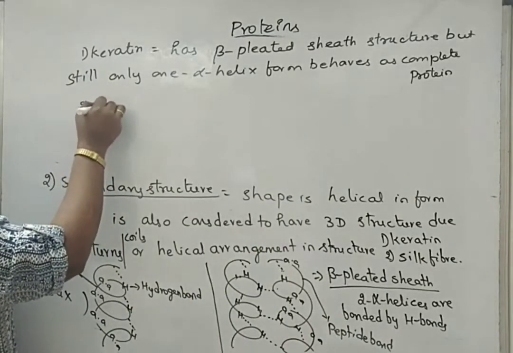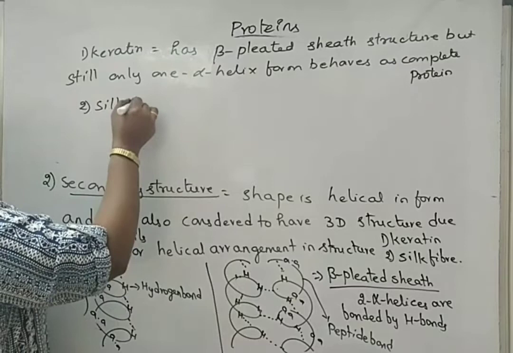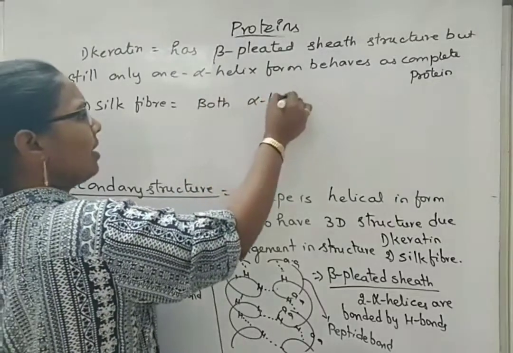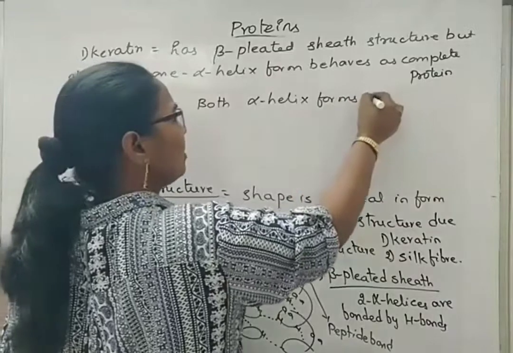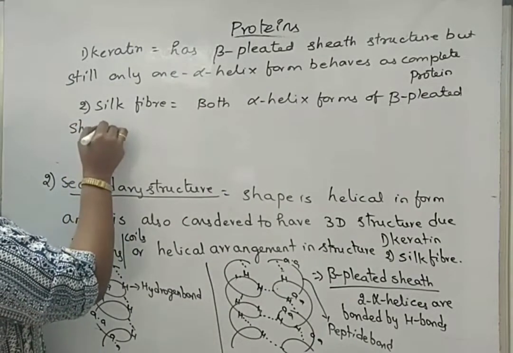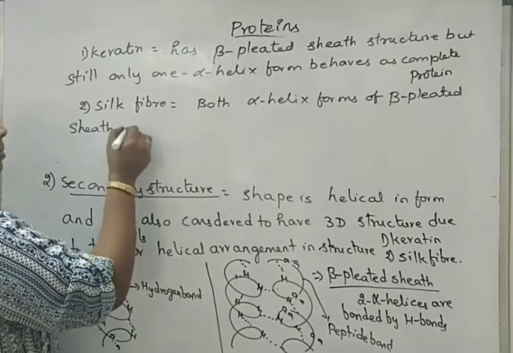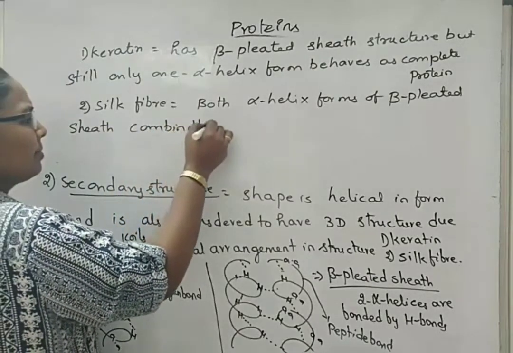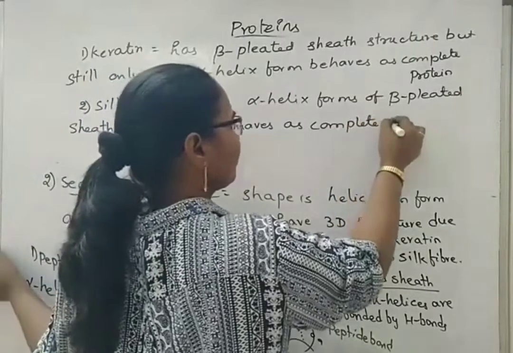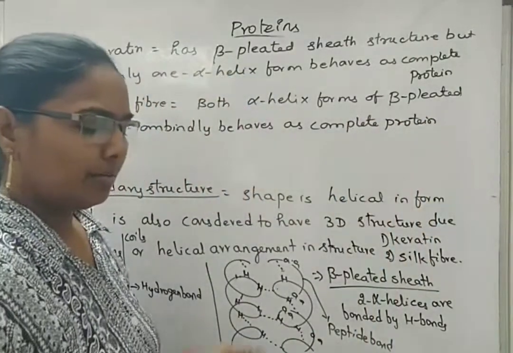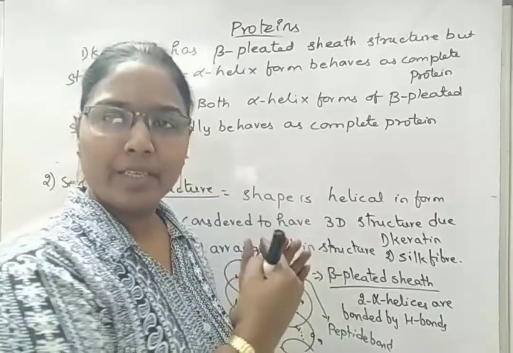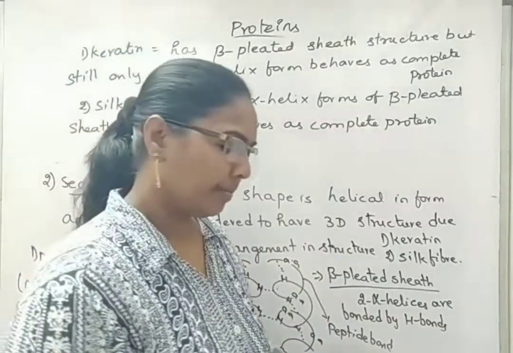Next one, silk fiber, which is obtained from the silk moth. Both alpha helix forms of the beta pleated sheet combinedly behave as the complete protein. Now, we can also say that the secondary structure of the protein gives us one complete 3D arrangement.